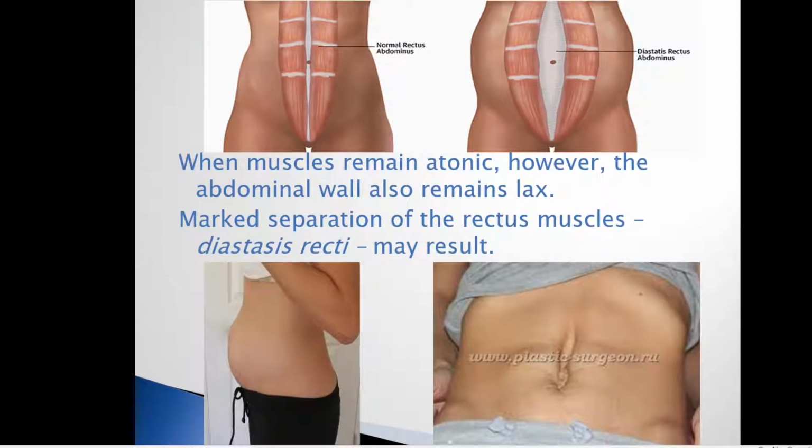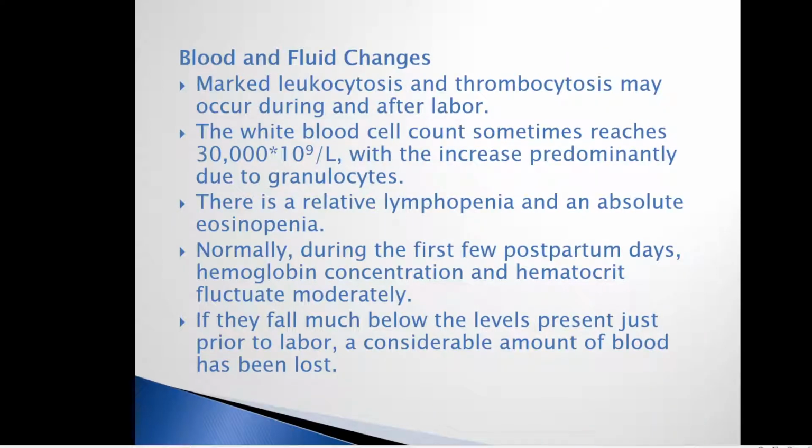When muscles remain atonic, however, the abdominal wall also remains lax. Marked separation of the rectus abdominis muscles, diastasis recti, may result. Sometimes surgical treatment of this situation is necessary.